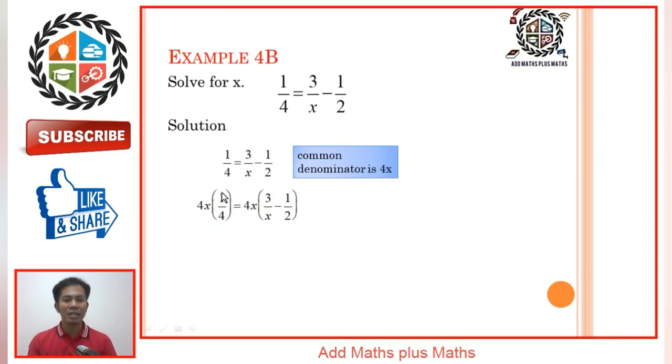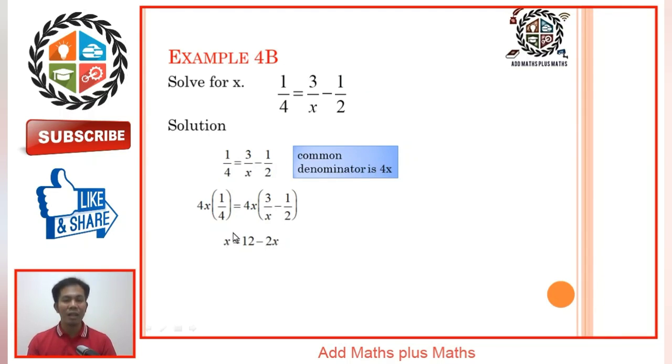Okay? 4x times 1 over 4, 4x times 3 over x, 4x times negative 1 over 2. Which will now become x. Okay? 4x times 3 over x is 12. 4x times negative 1 over 2 is negative 2x. Okay? After that, we combine similar terms again, or like terms. Negative 2x will be moved to the left. It will become plus 2x.